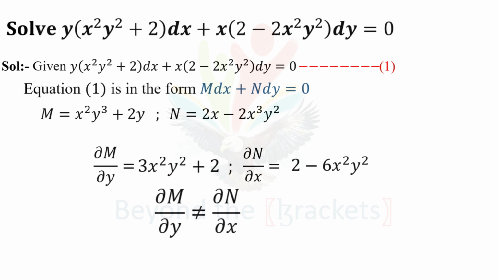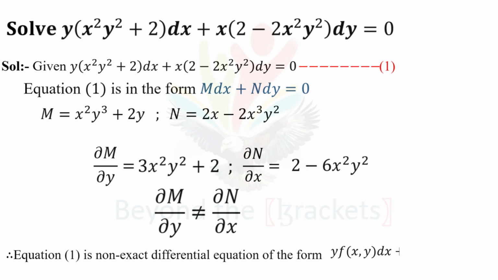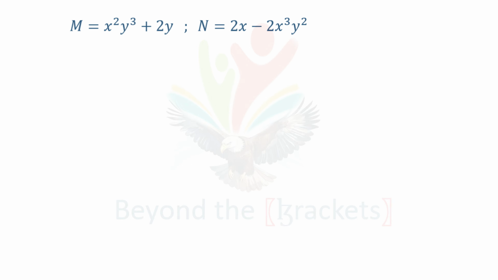If you observe the given equation, the entire term of dx is multiplied by y and the entire term of dy is multiplied by x. So the given equation is non-exact differential equation of the form y into f of x comma y dx plus x into g of x comma y dy is equal to 0. For this type of equation, the integrating factor is given by 1 by mx minus ny.